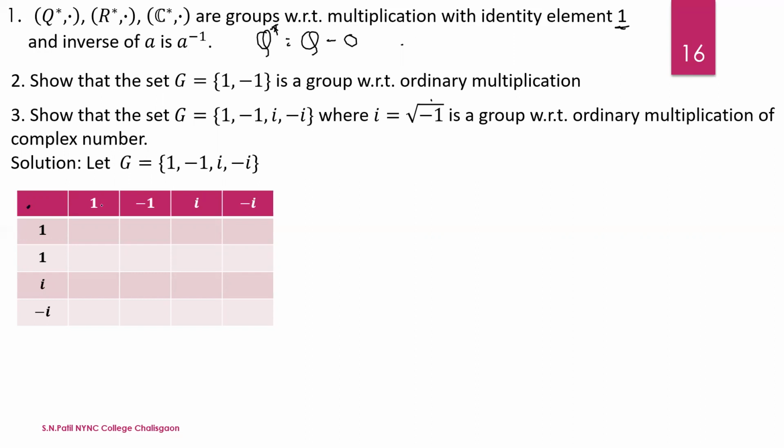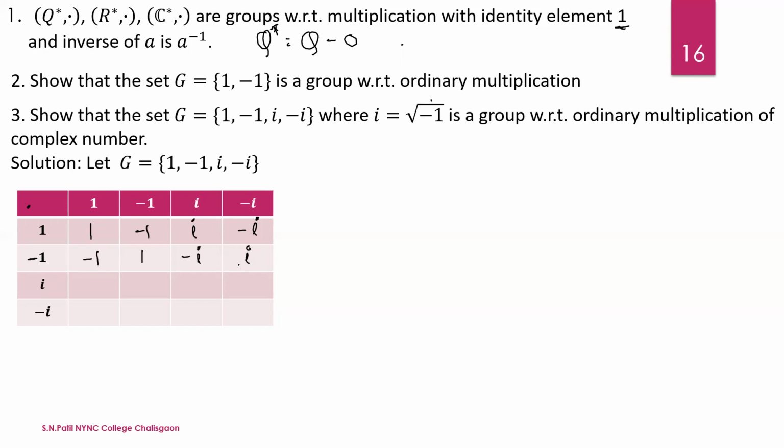Okay. Now first, prepare the composition table. The operation is multiplication. 1 into 1, that is 1. 1 into minus 1, minus 1. Now here I, and here minus I. 1 into I is I, and 1 into minus I is minus I. Now minus 1 into 1 is minus 1. Minus 1 into minus 1 is plus 1. Minus 1 into I is minus I, and minus 1 into minus I is plus I.